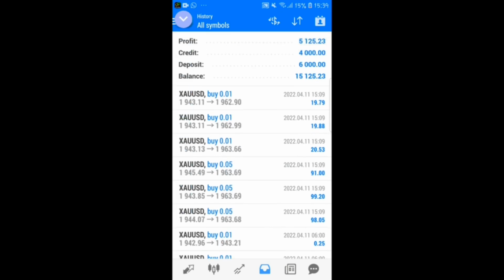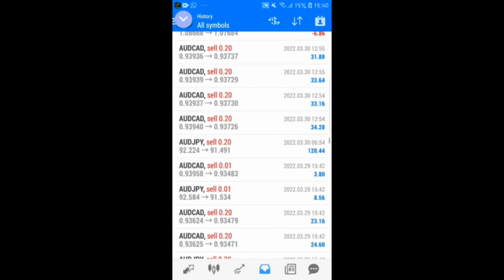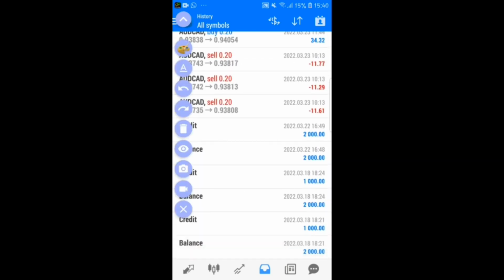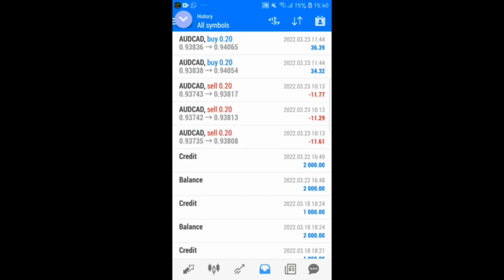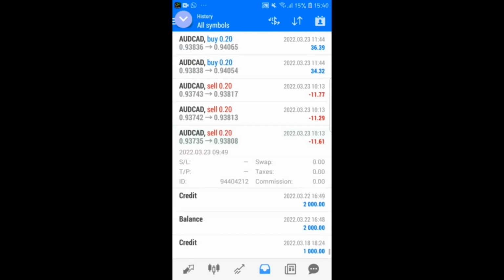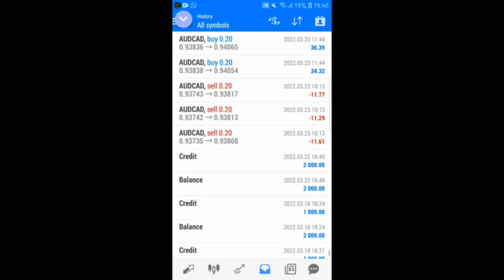Then you can see here that the deposit was 6,000 and I got a credit of 4,000, and already made a profit of 5,125. Okay, then if I take you back to history, that's when I started on the 23rd. Oh wow, I started on the 23rd. This is amazing. 23rd of March, actually. Yeah, and it happened to be on my birthday. That's the time I started trading this account.